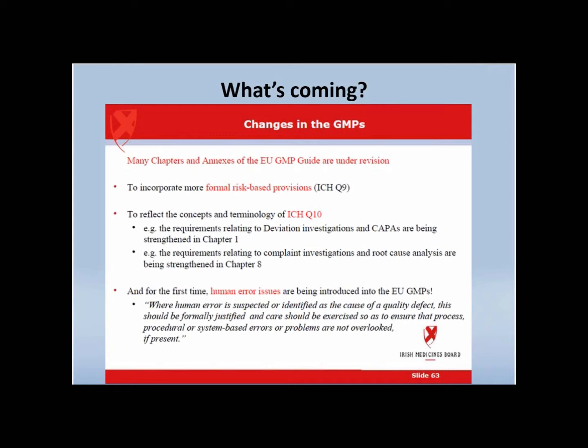This portion of the regulation in Europe says that we have to find out not only that it needs to be fully investigated, they are a little bit more detailed in their description, which says you have to formally justify your human error, and care should be exercised to make sure that process, procedural, or system-based errors are not overlooked. Today, in our presentation, we're going to talk about all of these types of errors, the process, procedural, system-based errors, and all of the root causes related to human error deviation.